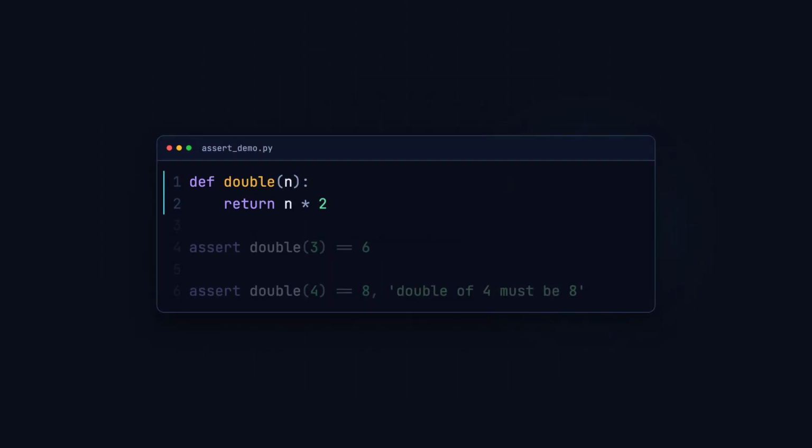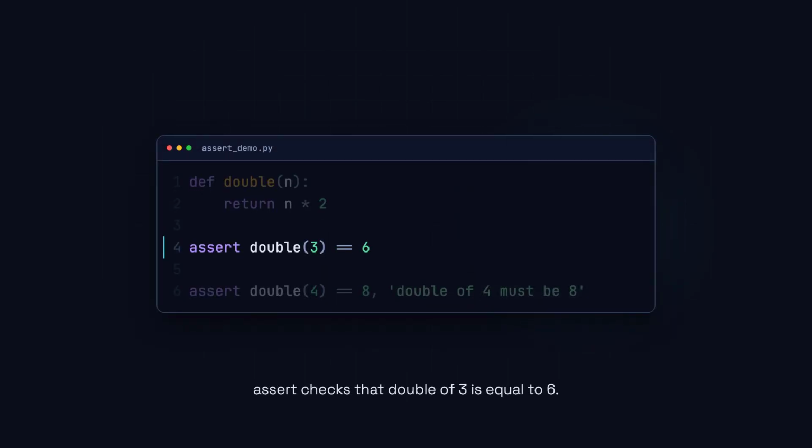We start by defining a simple function called double. It takes a number n and returns n times 2. On line 4 we write assert, then the condition double of 3 is equal to 6. Python calls the function and checks the result. If it is true, nothing happens and we move on.